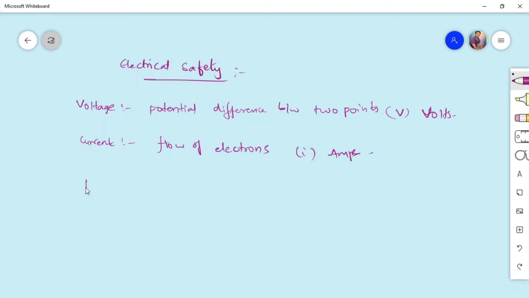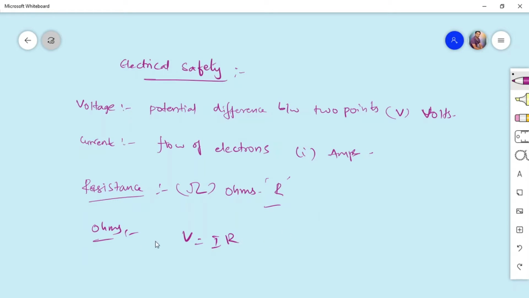And we have resistance. Any material will have at least a bit of resistance. Resistance just opposes the flow of current. Its unit is ohms, and if we want to indicate resistance in a circuit, we indicate it as R. As per Ohm's law, V equals IR: voltage equals current times resistance.